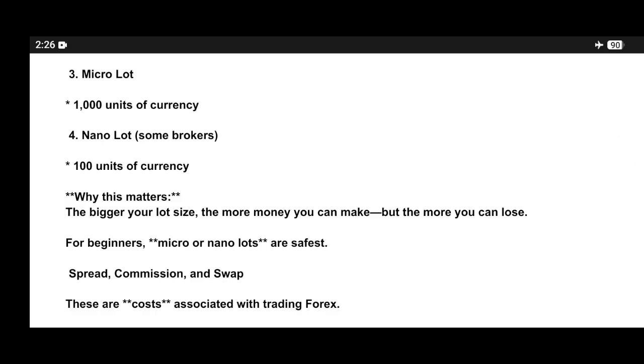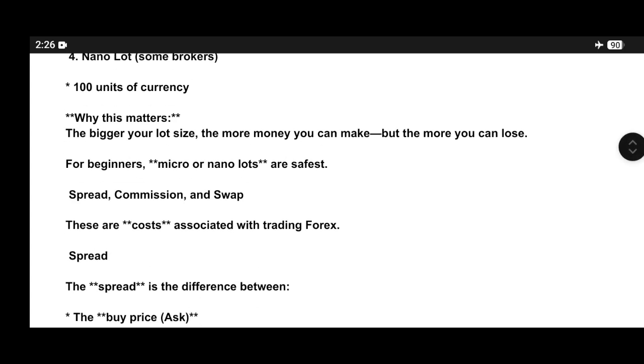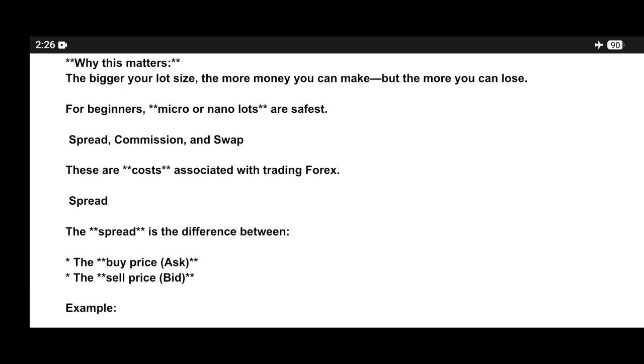Spread, commissions, and swap. Let's go over to another subtopic. These are the costs associated with trading. Are you getting me? Spread. What is the spread? The spread is the difference between the buy price, which is the ask, and the sell price, which is the bid. Are you getting my point?